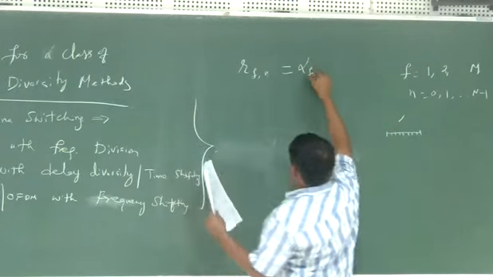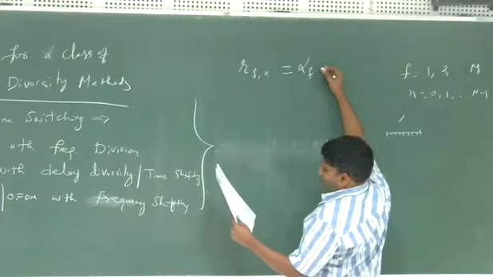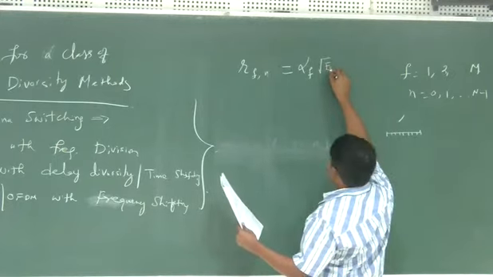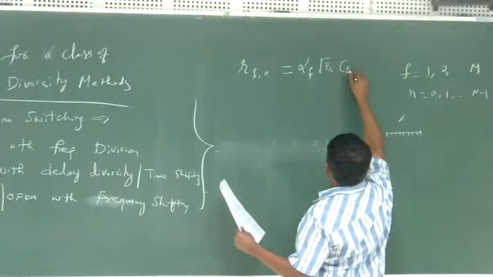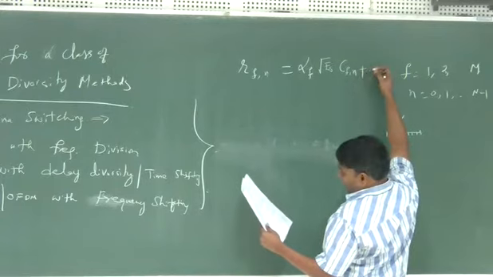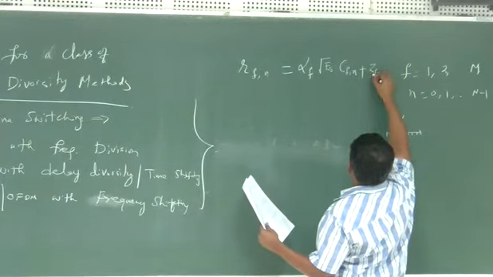alpha f is the fading state, square root of Es is the energy, the coded symbol is Cf, comma n plus additive white Gaussian noise Z f comma n.